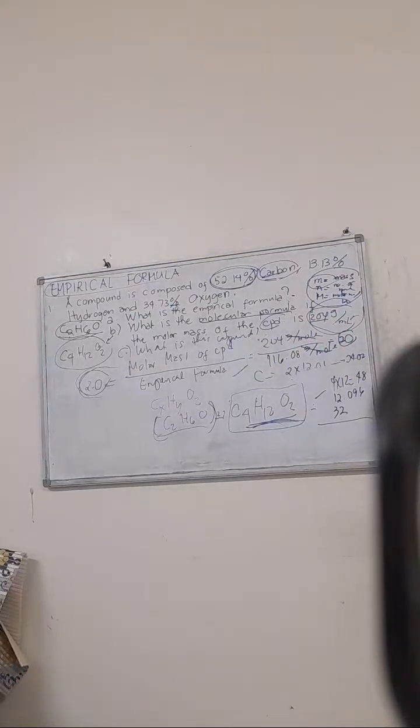48 plus 12.096 plus 32 is equal to 612 point something. No. So 48 plus, review for the second time, 12.096 plus 32.